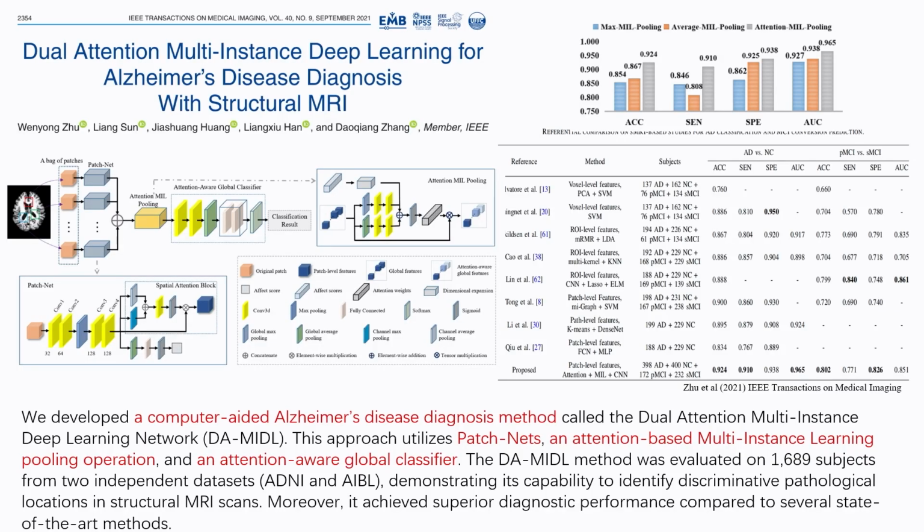And here is another one using structural MRI to discriminate AD. We could see that here it integrated a dual attention mechanism to help facilitate the interpretation of the deep learning black box.